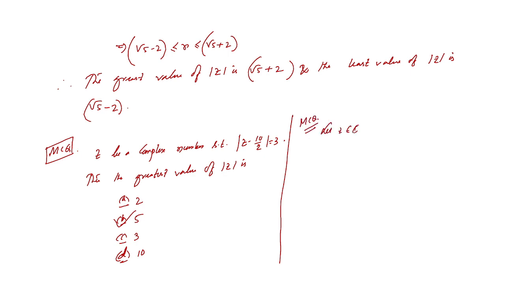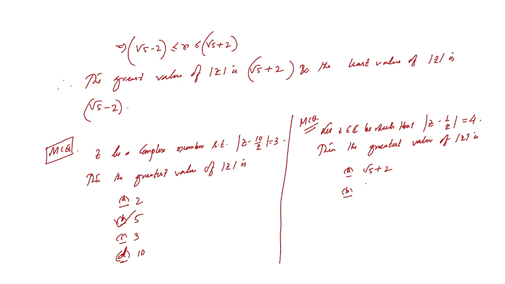Let z belongs to C be such that mod of z minus 1 by z equals 4. Then the greatest value of mod z is: option A, root 5 plus 2; option B, root 5 minus 2; option C, 4; and option D, 5. So the greatest value is root 5 plus 2.